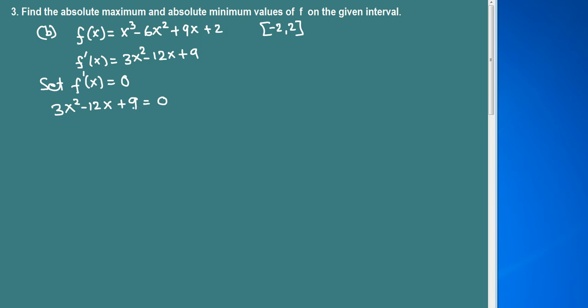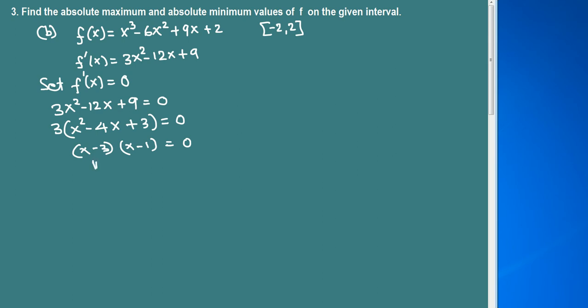Trinomial 3, 12, 9. We can factor 3 out, so 3 times (x squared minus 4x plus 3) equals 0. We can divide both sides by 3 and get rid of the 3, so x squared minus 4x plus 3. Let's factor this trinomial: x and x, and 3 times 1 is 3, to get negative 3, negative 1. Either x minus 3 equals 0 or x minus 1 equals 0.